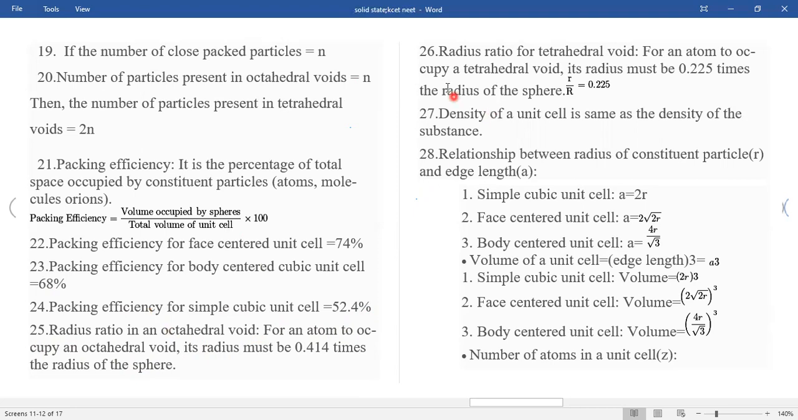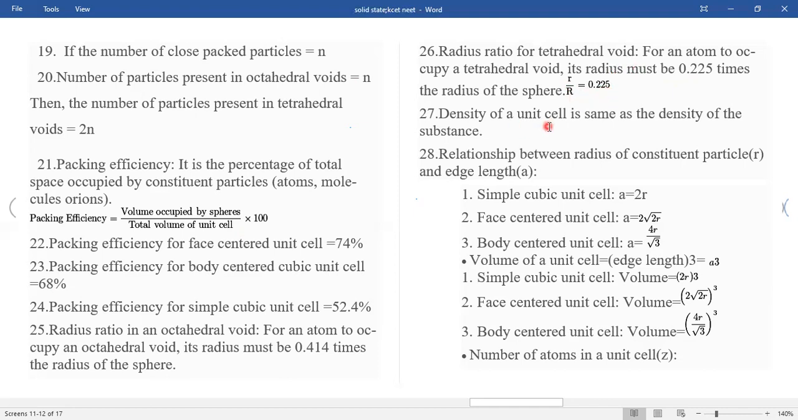Now the radius ratio for the tetrahedral void. This is for the octahedral void, and for the tetrahedral void, for an atom to occupy a tetrahedral void, its radius must be 0.225 times the radius of the sphere. So the radius ratio r divided by R is equal to 0.225. You have to remember this formula.